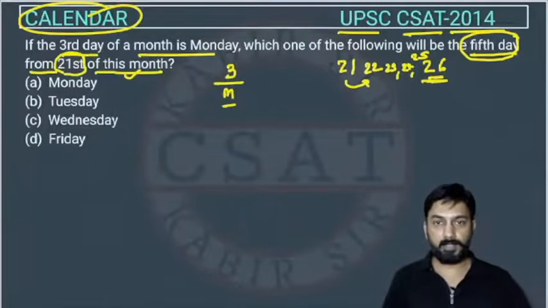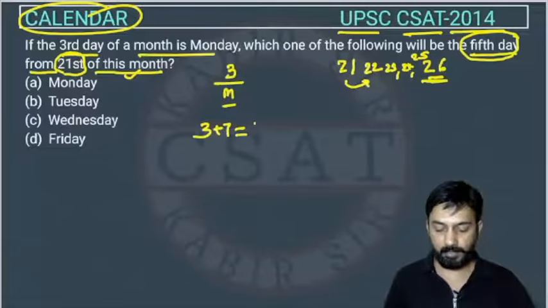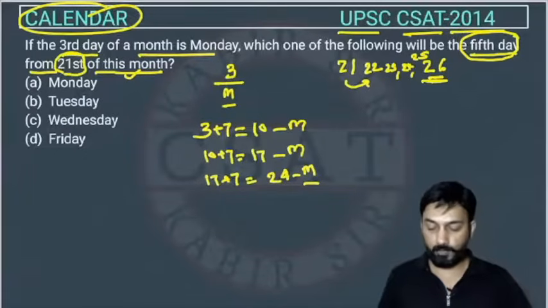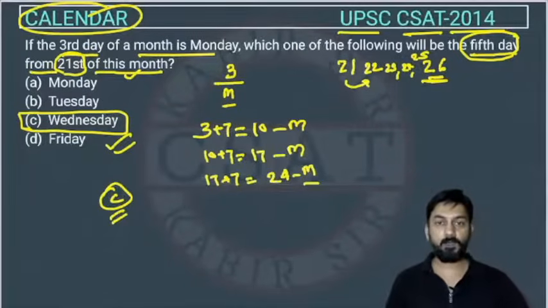So we know that the calendar gets repeated, so there is a Monday on the 3rd, so the next Monday will be on 3 plus 7, that is on the 10th there will again be Monday. Then 10 plus 7, 17, there will again be Monday. Then 17 plus 7, 24, there again Monday. So on the 24th there is a Monday, then the 25th will be Tuesday and the 26th will be Wednesday. So the answer of this question is option C.